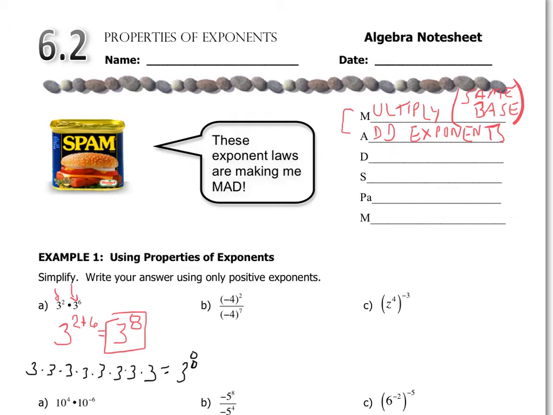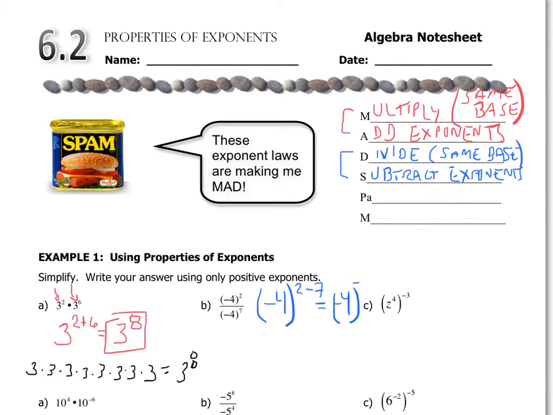So let's move on to the second two, D and S. When I divide, again, same base is important. This time, hopefully you will see that S means that we subtract the exponents. The bases stay the same, we just subtract. So looking at this next one, we have negative 4 squared divided by negative 4 to the 7th. Negative 4 is my base, and I take the exponents from top to bottom and do 2 minus 7, which is going to give me negative 4 to the negative 5th power.